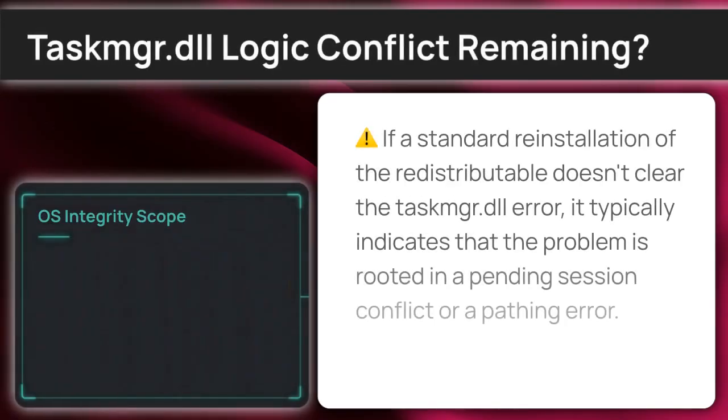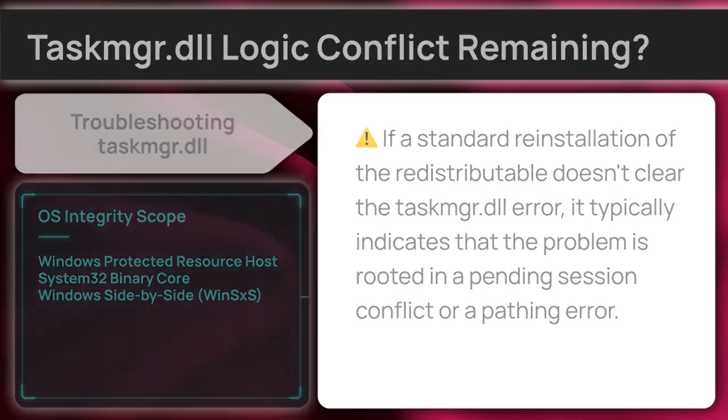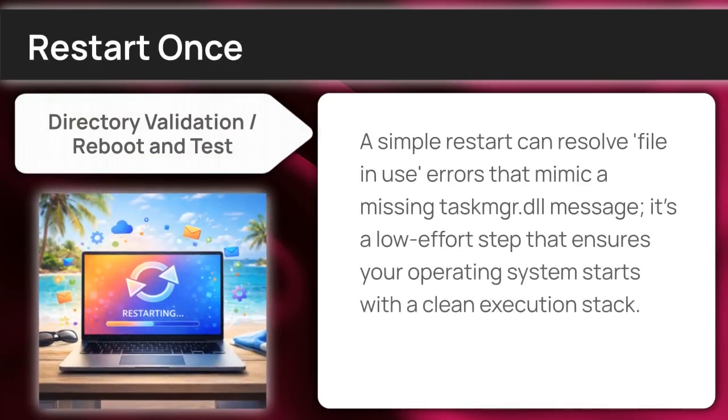In cases where the official installer remains ineffective, we must escalate to a manual review of your system's active runtime state. A system reboot is a reliable way to clear away zombie processes that might be interfering with Taskmgr Library. It's a low-impact step that ensures your operating system is starting with a synchronized environment.